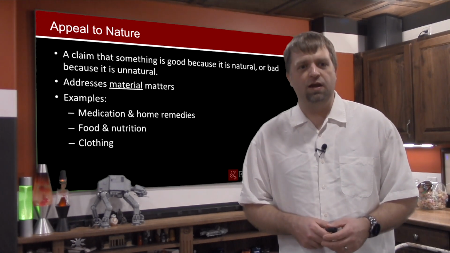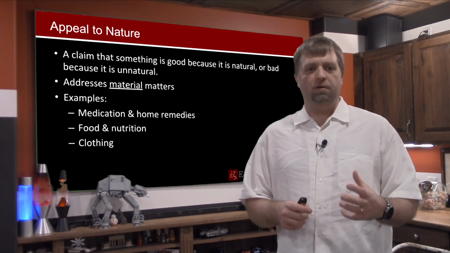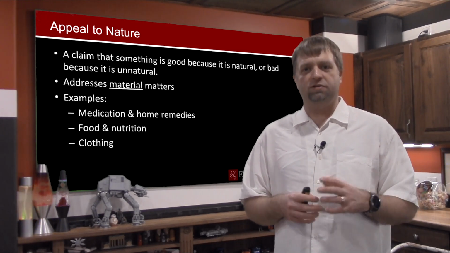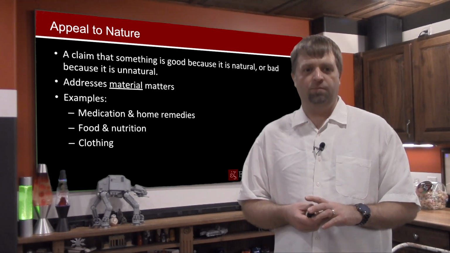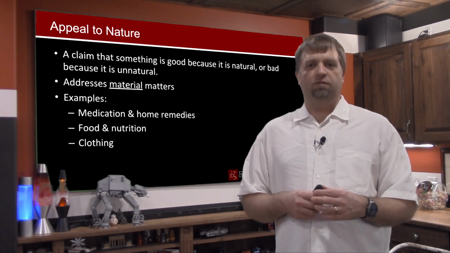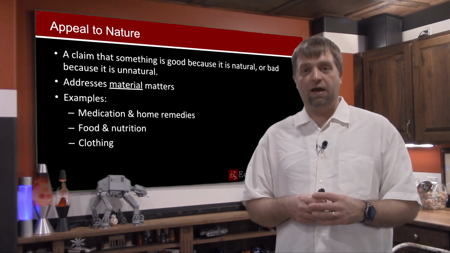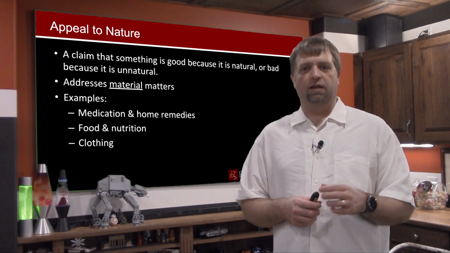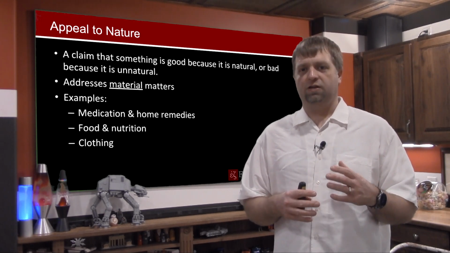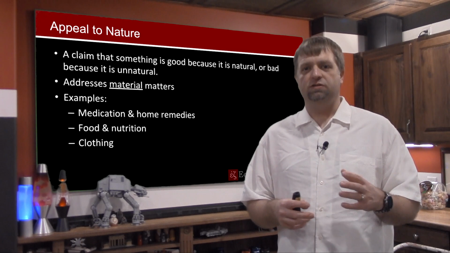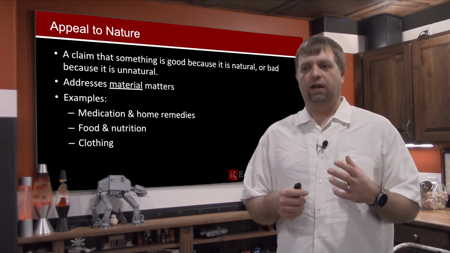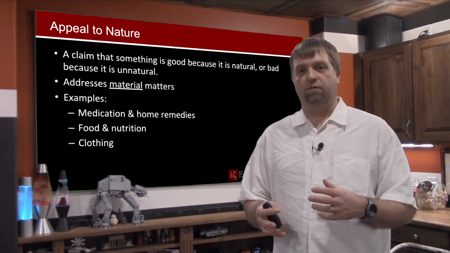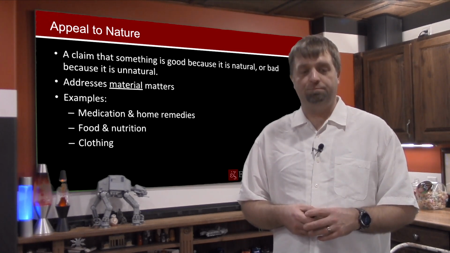First fallacy is called appeal to nature. An appeal to nature is a claim that something is good or bad based on whether it's found in nature. So this particular fallacy addresses material matters, and that's the key here. This one is material. You'll find this one when you're talking about things like food, clothing, medicines, remedies, whatnot. People will argue that things are good because they're found in nature, and they're bad if they're synthetic or man-made.